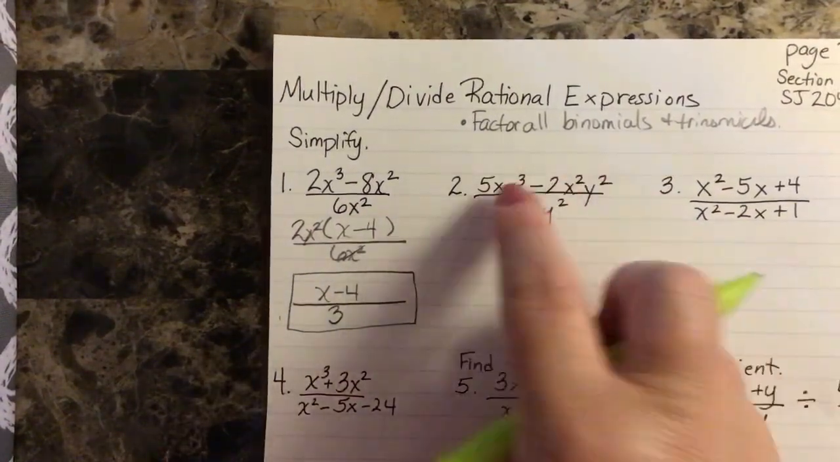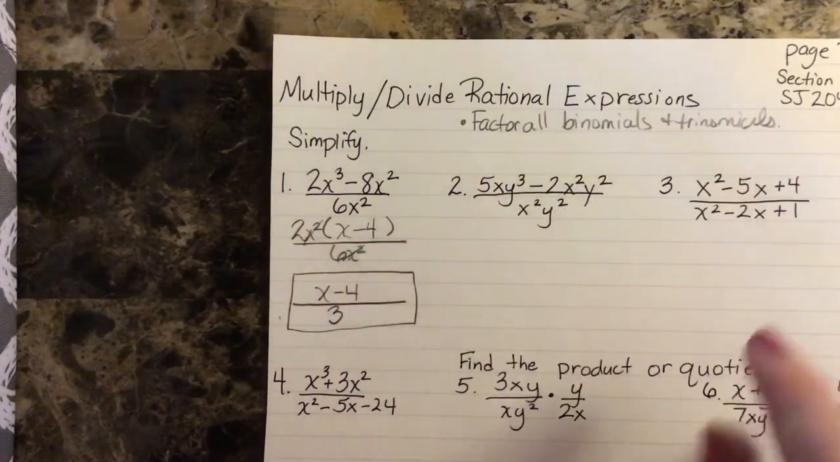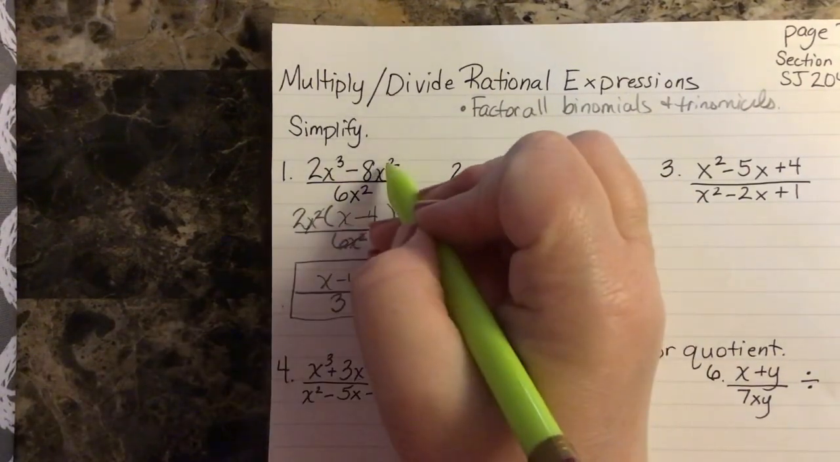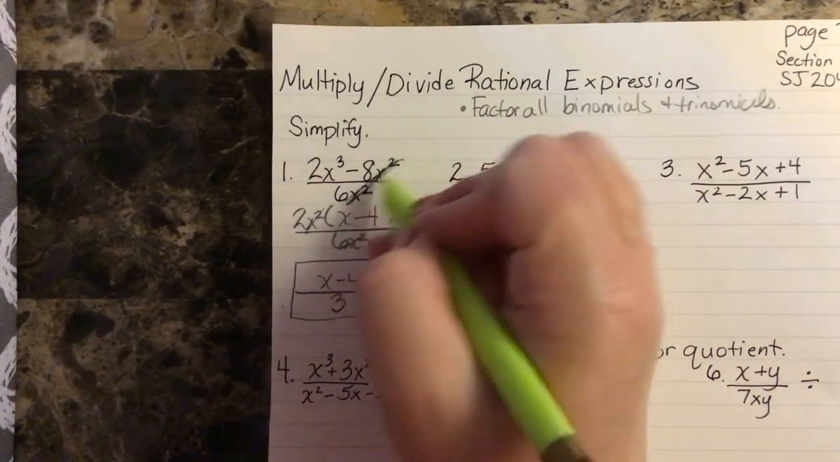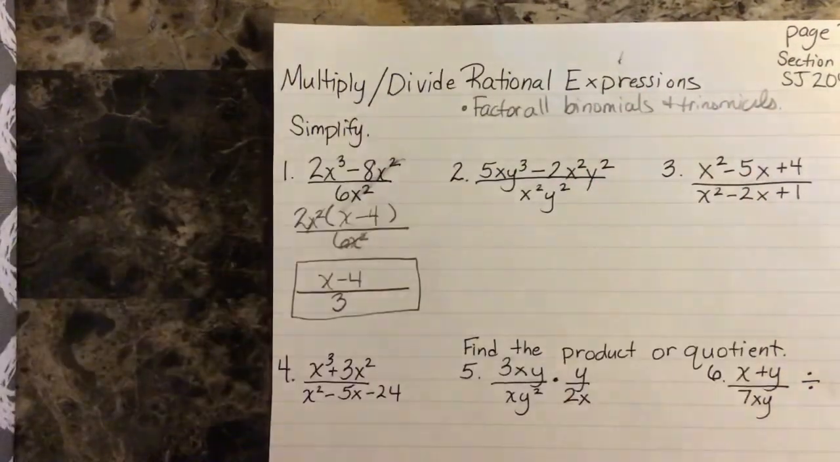Do the same thing here. I've got a binomial and a monomial. You don't do anything with monomials, but you do factor your binomials and trinomials. Do not do this. I should have pointed that out. Don't do this. That does not work. So don't do that. Please, please, please.